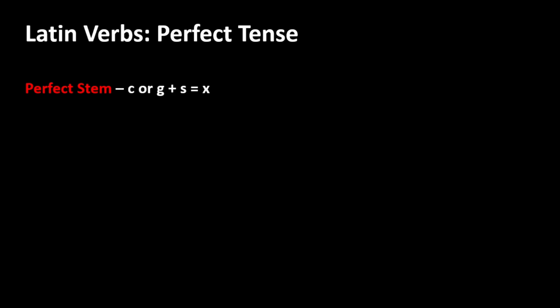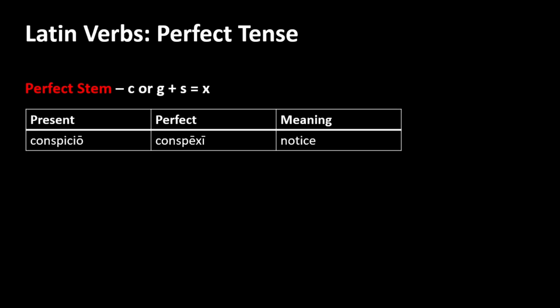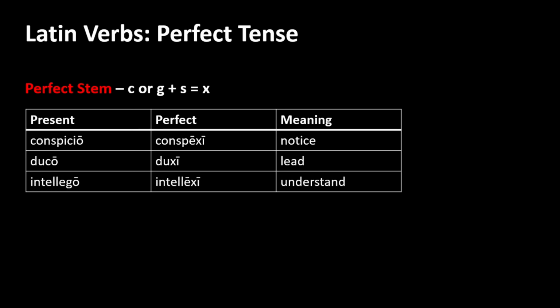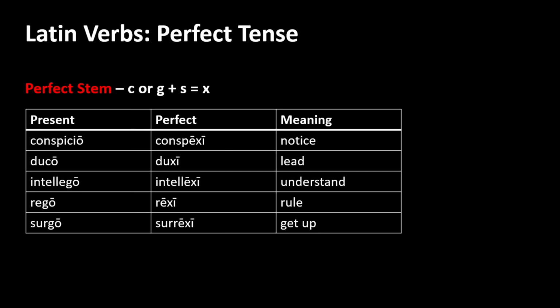Let us move to those perfect tenses where there is a change at the end of the root. C or G plus S becomes X. So conspicio becomes conspexi, I notice or I catch sight of. Duco becomes duxi, to lead. Intellego becomes intellexi. Rego, we've done, becomes rexi. Surgo becomes surrexi. Vivo becomes vixi.